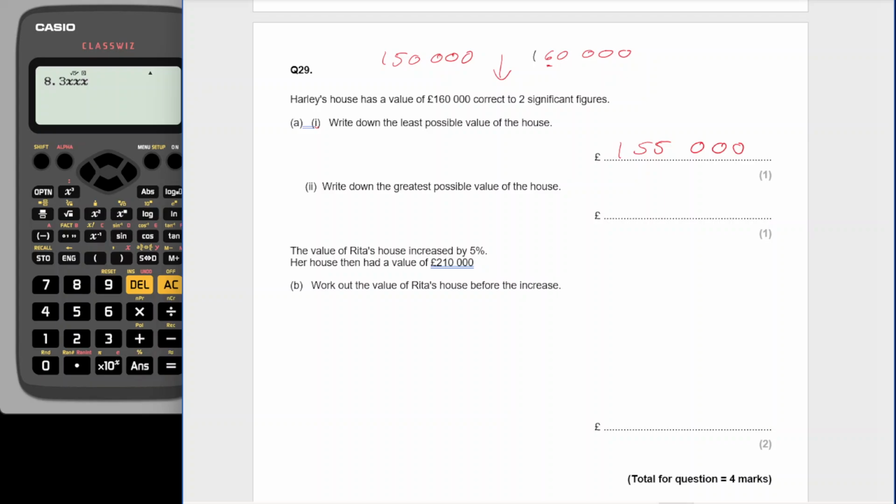Write down the greatest possible value. Well, this one's slightly debatable. 170,000. So directly in between would be 165, but arguably you could go 164,999.9999999, but for an upper bound we tend to go 165,000.